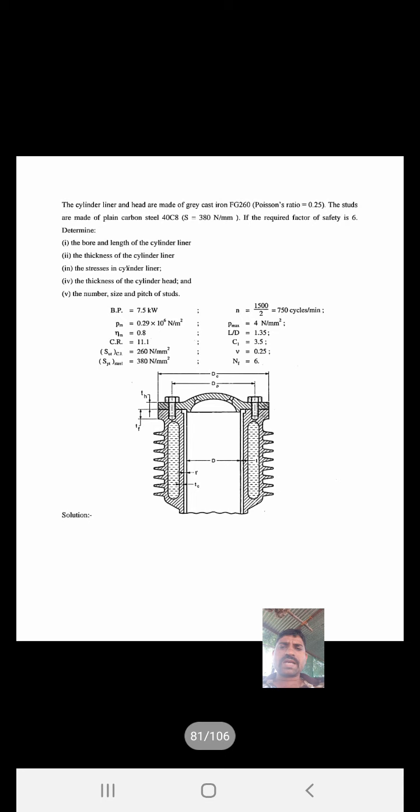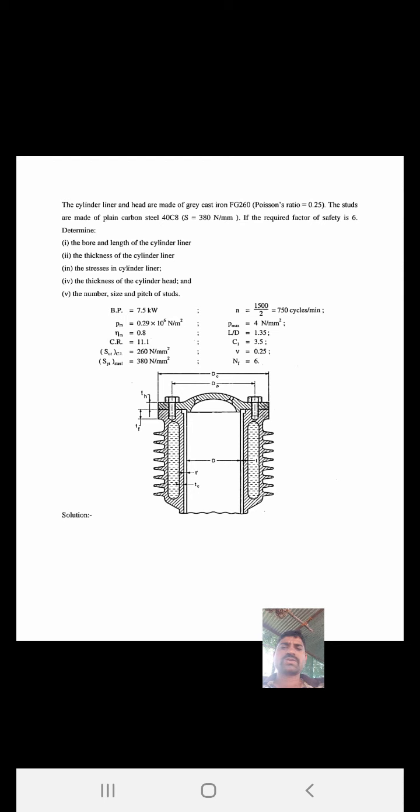The cylinder liner and head are made of grey cast iron FG 260, and Poisson's ratio mu is given as 0.25. The studs are made of plain carbon steel 40C8, with yield strength S_yt equal to 380 Newton per mm square. If the required factor of safety is 6, then determine the bore and length of the cylinder liner.